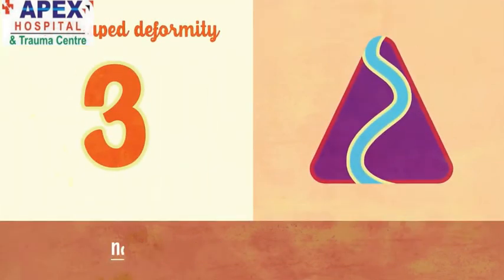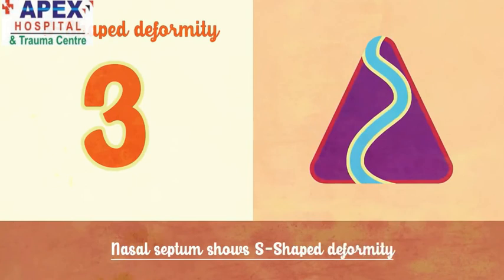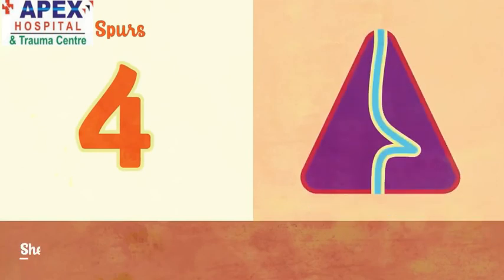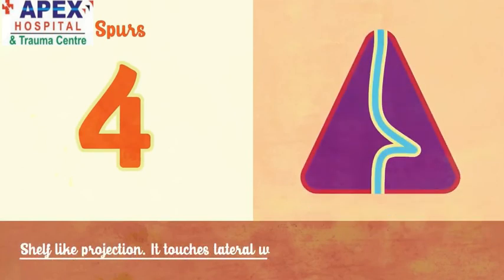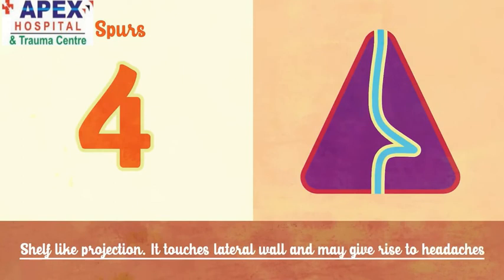Number 3. S-shaped deformity. Nasal septum shows S-shaped deformity. This results in bilateral nasal obstruction. Number 4. Shelf-like projections. It touches lateral wall and may give rise to headaches.